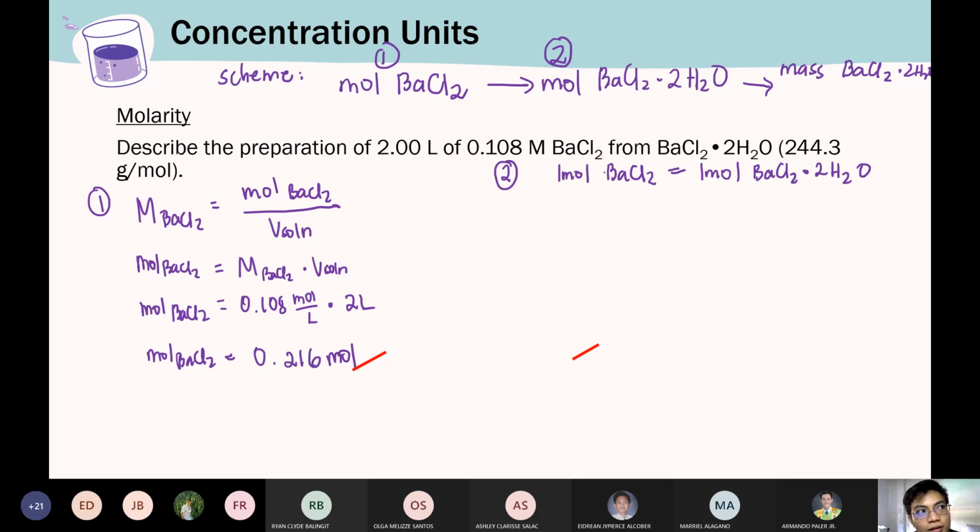Okay? Ganun lang ka-easy siya actually. Okay. Baka inisip nyo, baka ginagawang complicated ni sir. No, no. Kasi there will be problems na hindi lang 1-to-1 yung ratio nila. Okay? May mga problem na may makikita kayo coefficient dito na 2. Just like itong water, no? So, I want you to establish na, kunwari, ito yung binigay, ito hinahanap. You must be able to deduce the stoichiometric relation just by looking at the equation. In our case, wala namang coefficient si barium chloride, so 1-to-1 yung ratio nila. Okay, so it is safe to say na wala na tayong calculation na gagawin dito. So in order for us to get the mole of barium chloride dihydrate, it is basically the same as the mole of barium chloride, which is 0.216 moles. Okay?